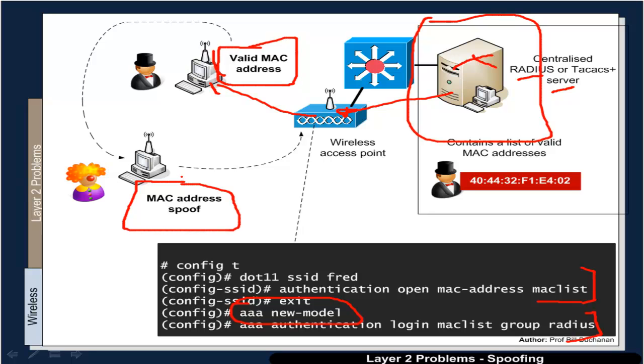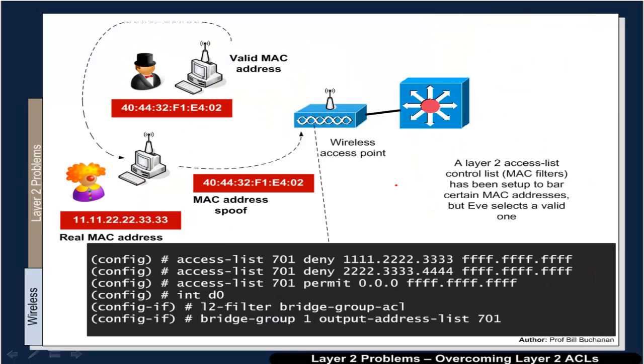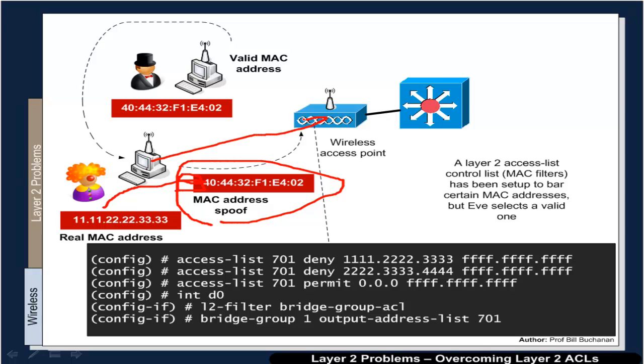Eve, though, actually knows what the valid MAC address is. She's managed to get to the machine, or in some way has managed to find out what a valid MAC address is. So we can see here, this is Bob's MAC address. Eve then changes her MAC address through spoofing to create a valid one, so that she can now log in to the access point and will be able to communicate.